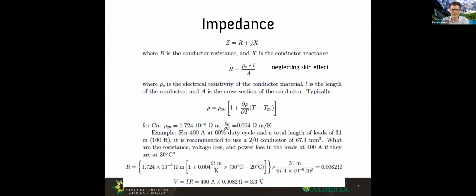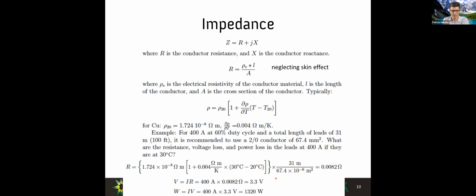But in some cases, I think even if you use a short cable, it's good to be aware that the voltage loss can be significant, right? And this is what is recommended. Right there, almost 3.5 volts that have nothing to do with welding.